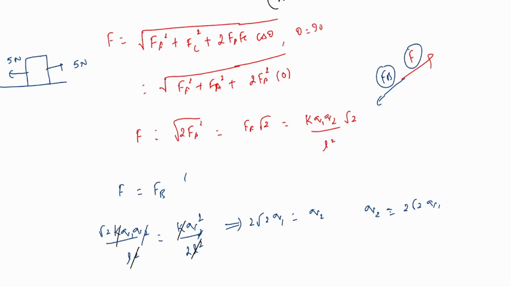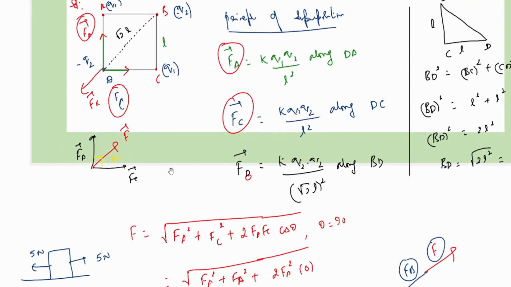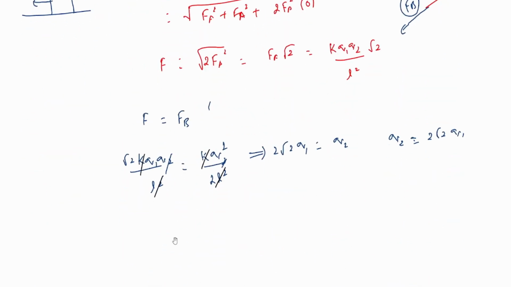But if you recall what was Q2, it is negative. So finally what you get here is the magnitude. With the signs it becomes minus. Therefore using signs, Q2 becomes minus of 2 root 2 into Q1. This is the required answer.